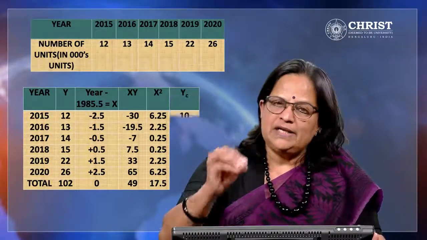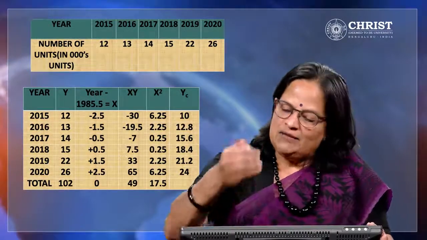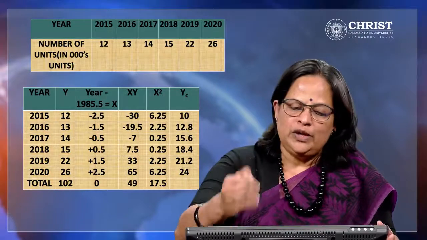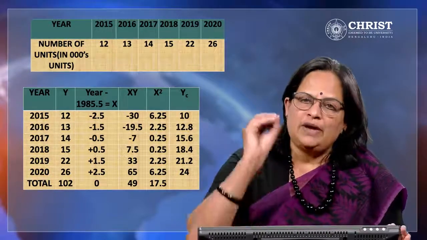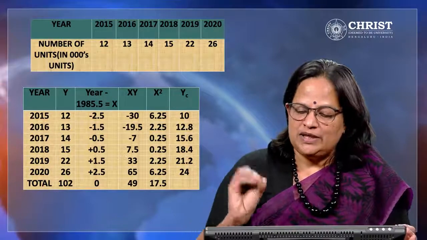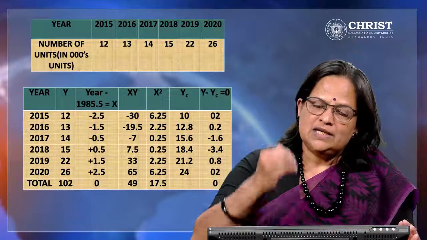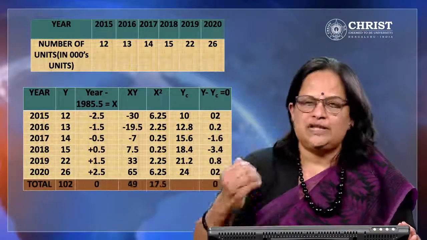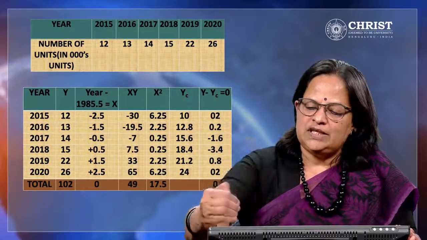Now yc are the predicted values. For this we have to form the equation. So I will explain with that equation how we are getting the value 10. Now always, as I told you, y minus yc, you have to prove that it's 0. That means your answer is correct. So that is the last column. Whether it's asked in the question or not, you have to do it as a practice to prove that your computation is correct. Y minus yc is equal to 0.